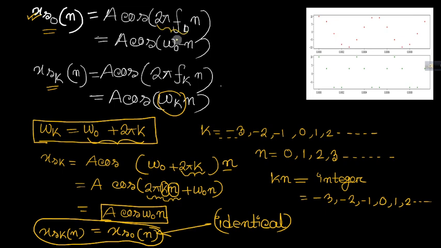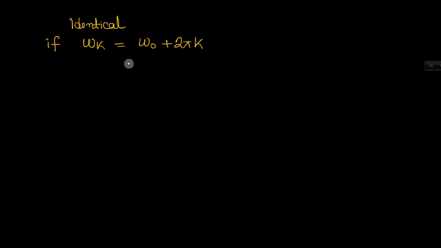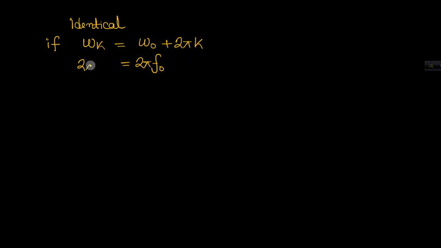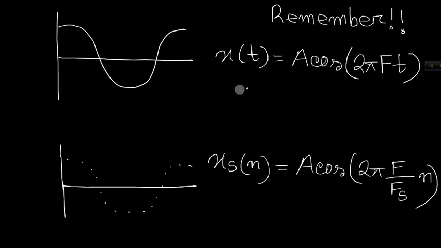Okay, now let me write 2 pi f naught instead of omega naught. So omega naught is equal to 2 pi f naught, and again 2 pi f k instead of omega k. These small f's are called the digital frequency of that sample signal. Okay, then let's cancel this 2 pi, 2 pi, 2 pi. So we will have fk, then f naught, then k. Now you have to remember one thing.